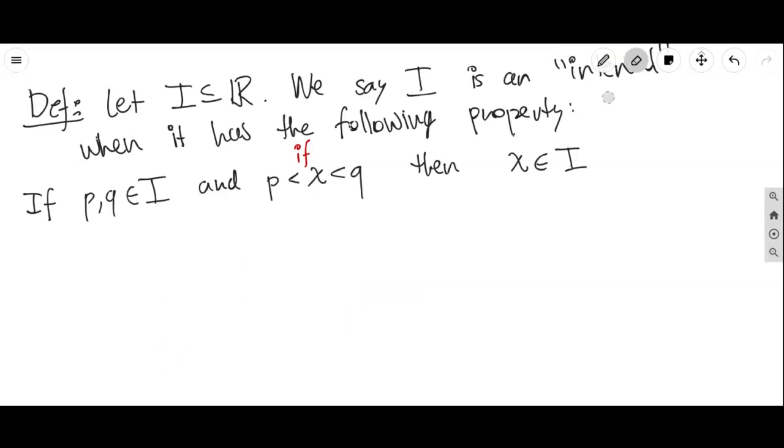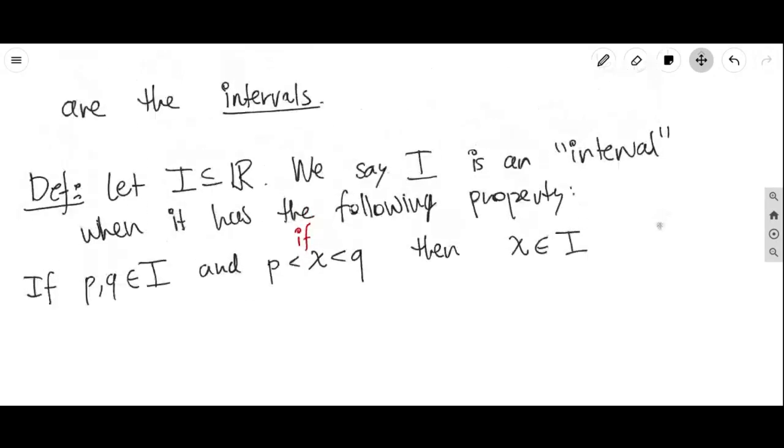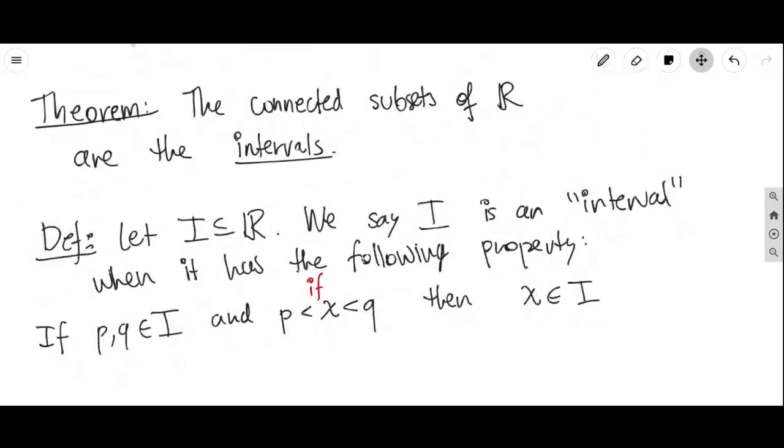And of course, the singleton set would be an interval. So if this is I, that would be an interval, for the simple reason that this is true vacuously. There's only one point in I. You cannot pick two different points, P and Q, and then consider an X. There's no condition to check. So a singleton set, a set consisting of a single point, will also be an interval. We call it a degenerate interval, and we call the empty set a degenerate interval, but they're still intervals because they satisfy that property. So this is a nice theorem. It completely classifies all connected subsets of R in this very nice way.